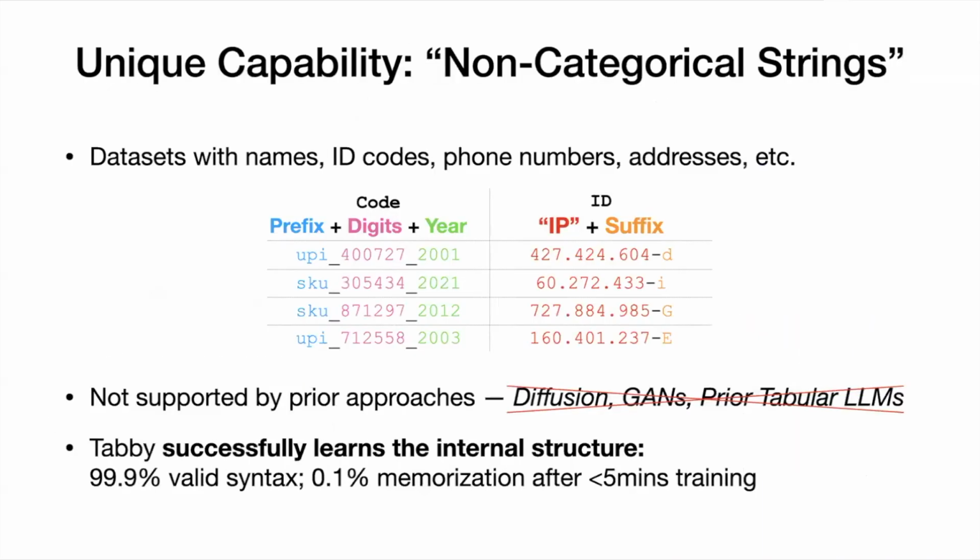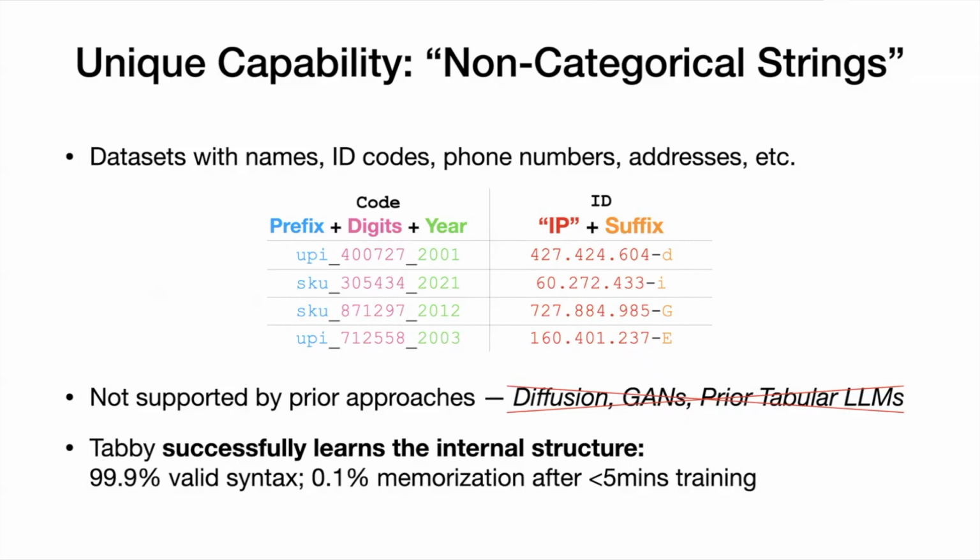Another unique capability of the Tabby model is its ability to learn what I call non-categorical strings. And so these are features with things like names, ID codes, phone numbers, and addresses where you want your model to learn the structure, the syntax of your features instead of memorizing the exact values that occur in your training data set. So that then at sample time, it's able to produce novel names, novel phone numbers and addresses rather than those exact ones that occur in your training data set.